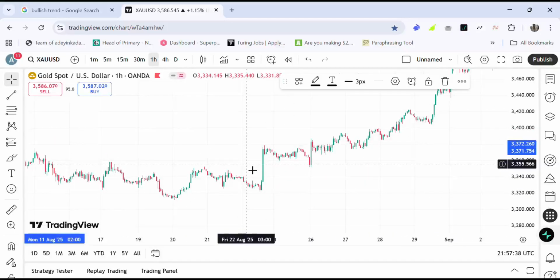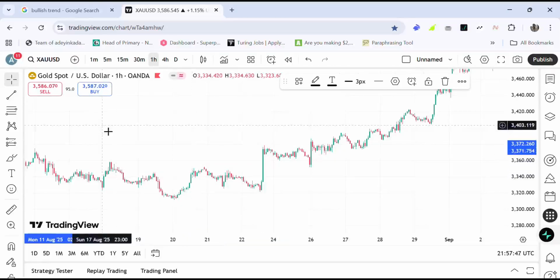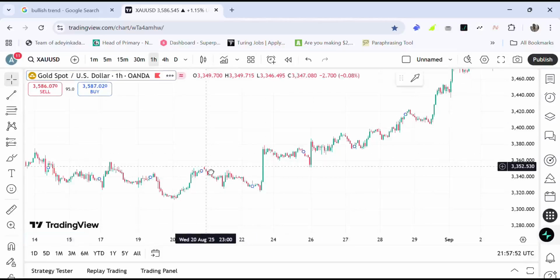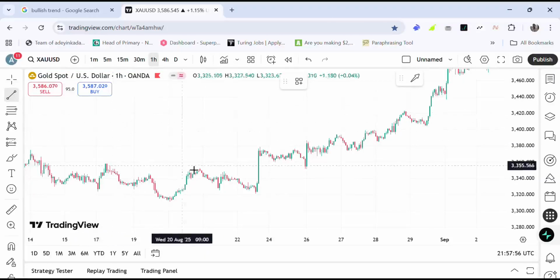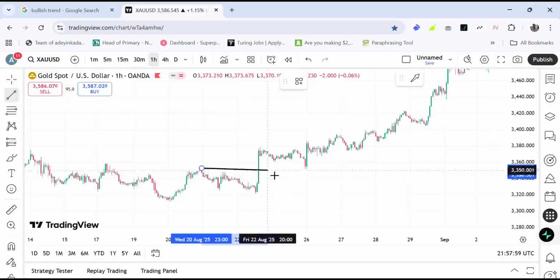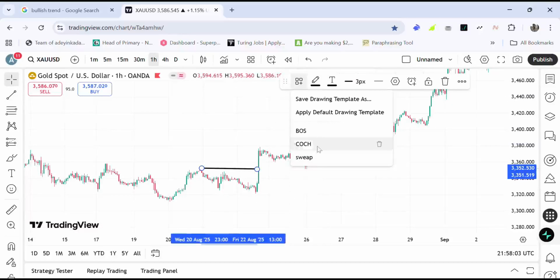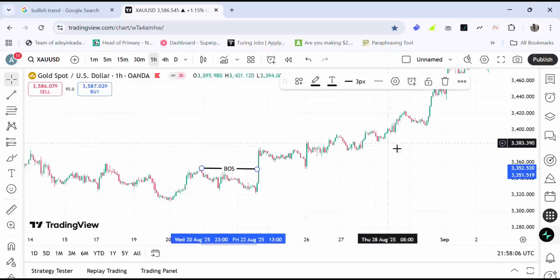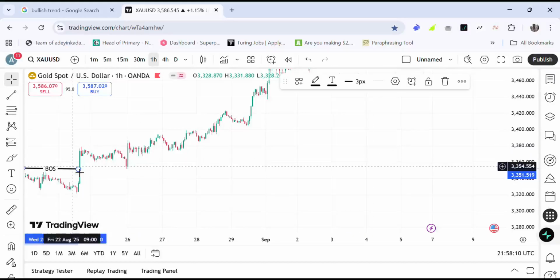Again, we have the same thing happening here. We have the break of structure to the upside here, which is very, very obvious here, right? So you can call this a break of structure. Like that, like that, like that, to the most recent break of structure.